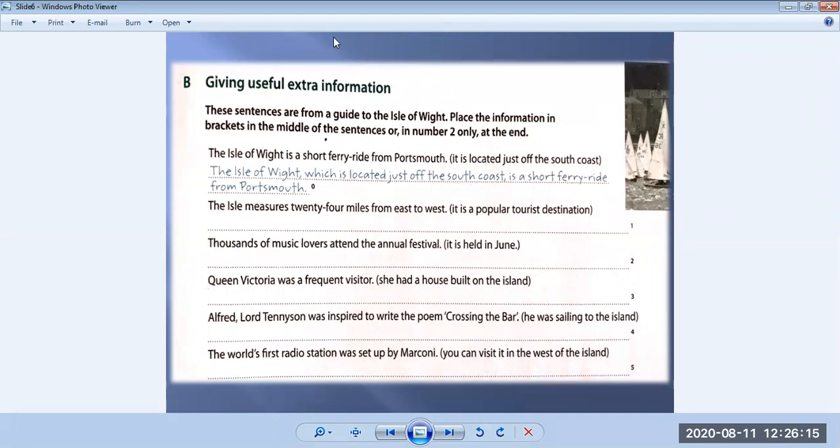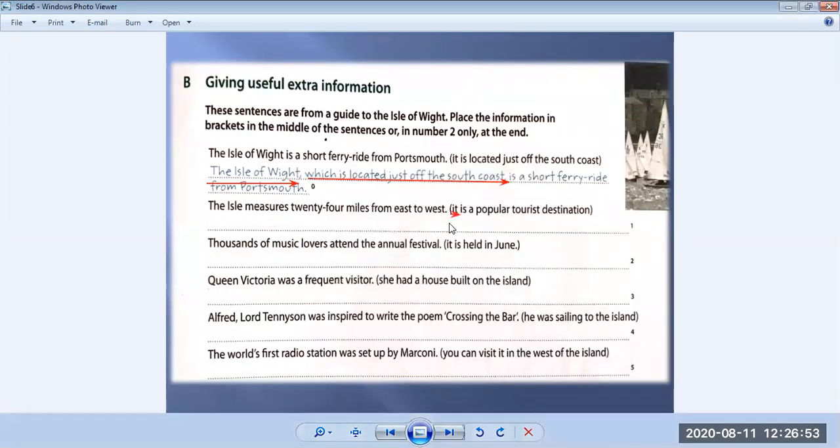How did we change it? The Isle of Wight. Okay, we defined it. Then it said which is located, which is our extra information, just off the south coast. Okay, next one. The Isle measures 24 miles from east to west. It is a popular tourist destination. Now, the word it, what are we talking about?